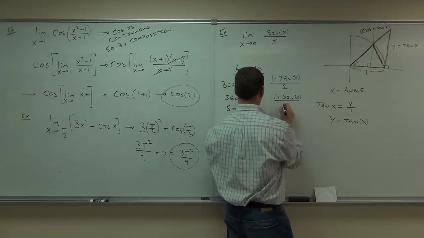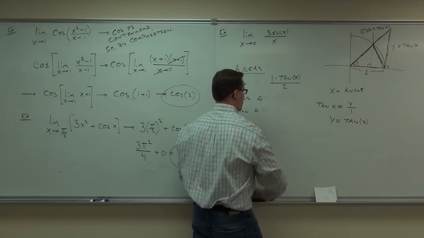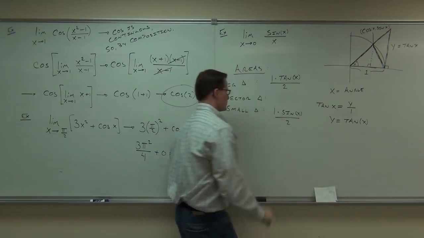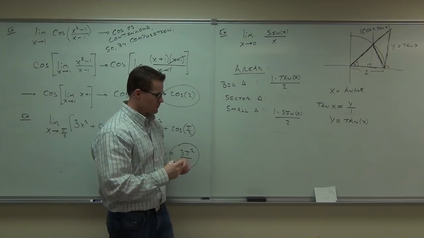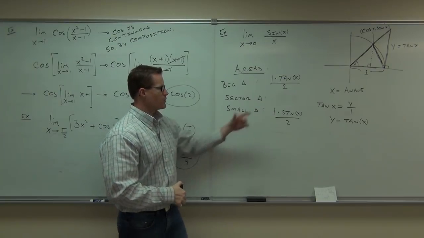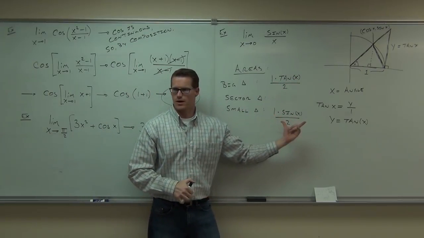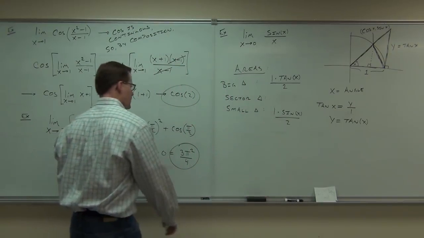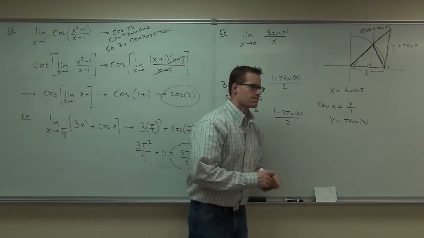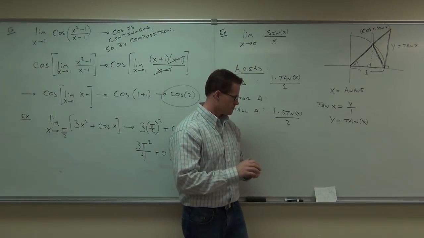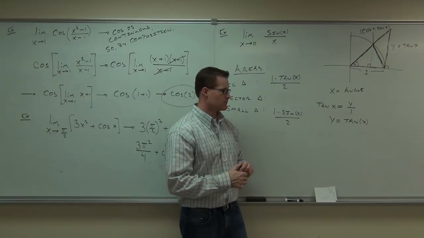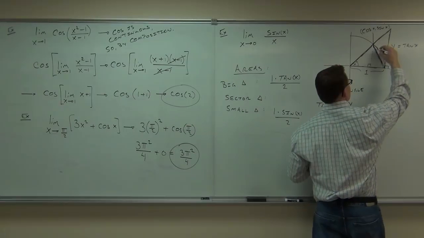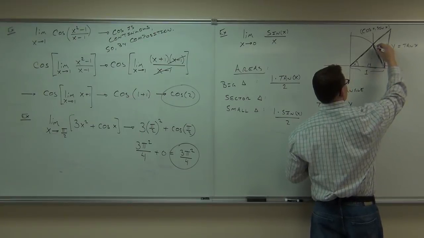And then, oh shoot, sorry, I'm off one. The area is 1 times sine x over 2. Are you okay with the big triangle and the small triangle? Do you know how to find the area of the sector? Which one of these are we talking about? This is the sector. Pie slice.